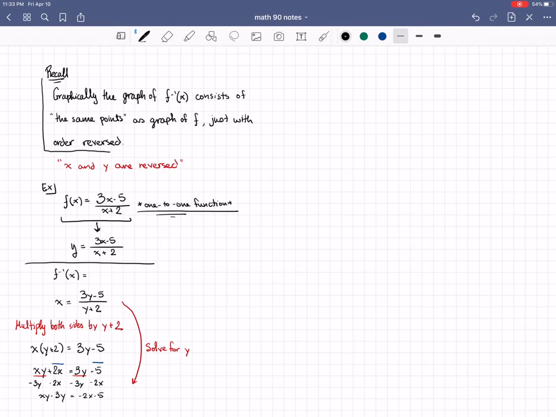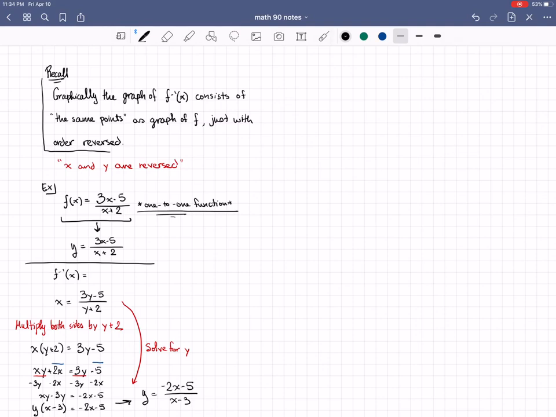Part of the point of doing this was so that every term on the left-hand side has a y in it. And of course, if every term has something in it, we can factor that out. So the left-hand side becomes y times x minus 3 is equal to negative 2x minus 5. Now we'll divide both sides by x minus 3, and we have y is equal to negative 2x minus 5 over x minus 3. And that is my inverse function.